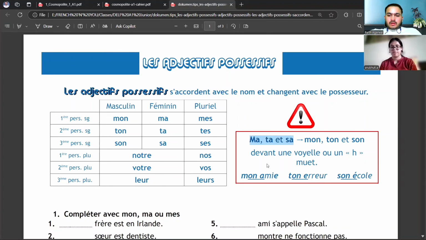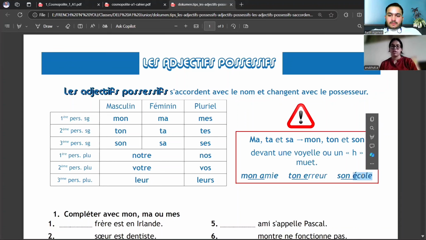For example, if we are talking about a female friend, mon ami. Then we will write MON instead of MA because it is starting with the vowel. Then here, ton. So it's ton. These are all feminine words.